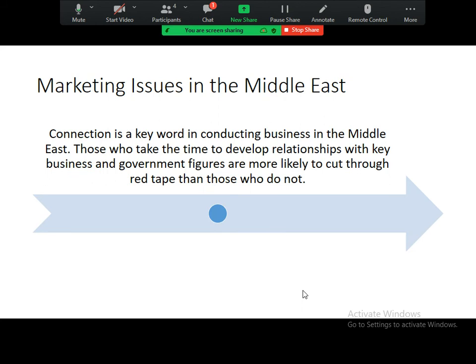Now, next is marketing issues. We will just discuss a few of the marketing issues here. Connection is one of the key words in conducting business in the Middle East. Those who take time to develop relationships with key businesspeople and government figures are more likely to cut through the red tape than those who do not.